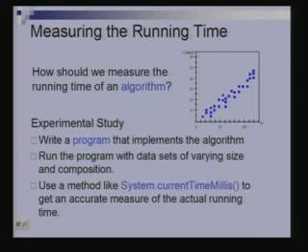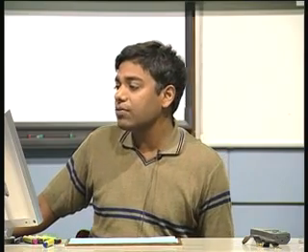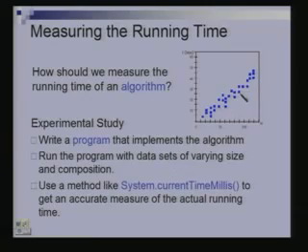So, varying composition. And then you clock the time that the program takes. And clock does not mean that you sit down with a stopwatch. You would perhaps just use a system utility like, let us say, system current time millis to clock the time that the program takes, and then from that you try and figure out how good your algorithm is. That is what one would call an experimental study of the algorithm.